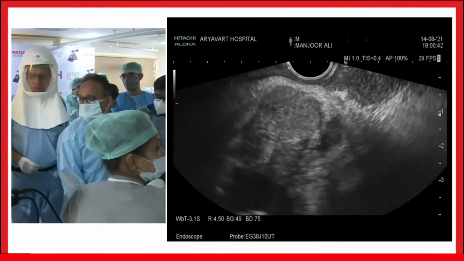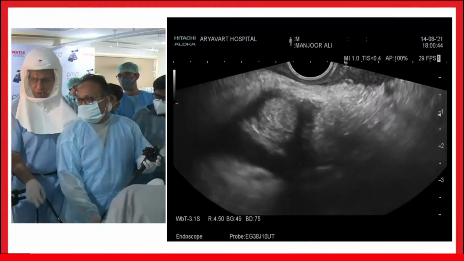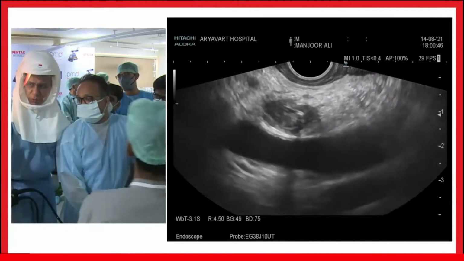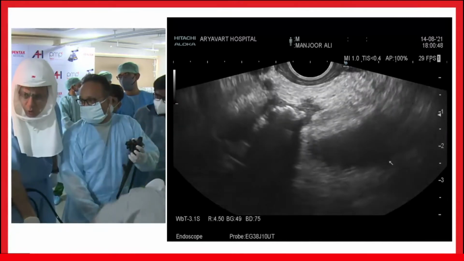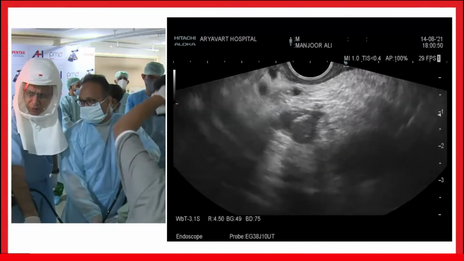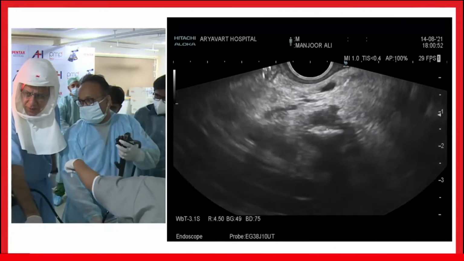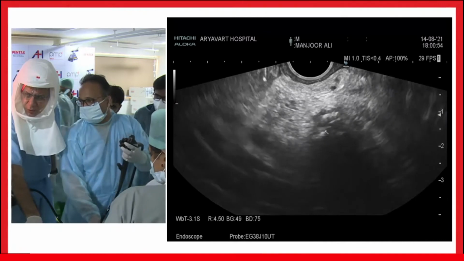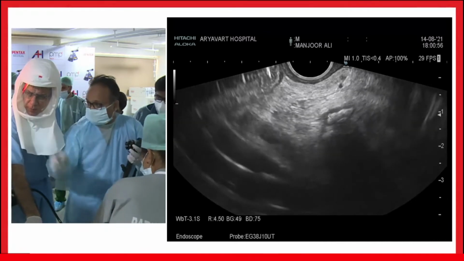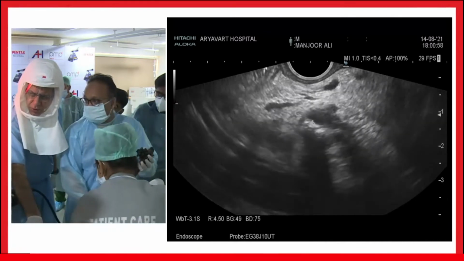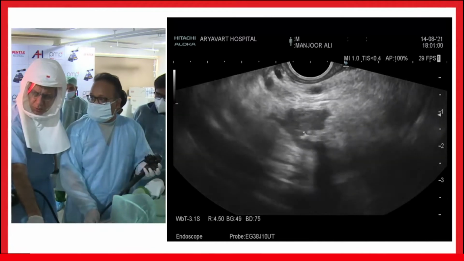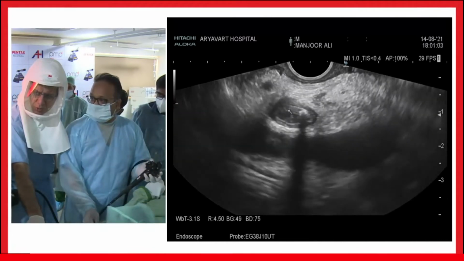Can you show once more the duct to the audience before and after? So which way are you going? You are going towards the ampulla. Yeah. This is the stone, as I said, and dilated PD. And this is the stent also. The stent has migrated actually. Yeah. So this is the stone. And as I go anti-clockwise, stone. This is stone. Stone with dilated PD.